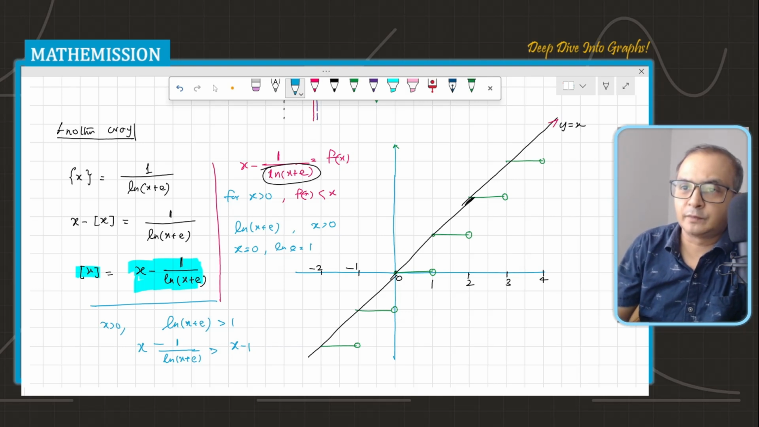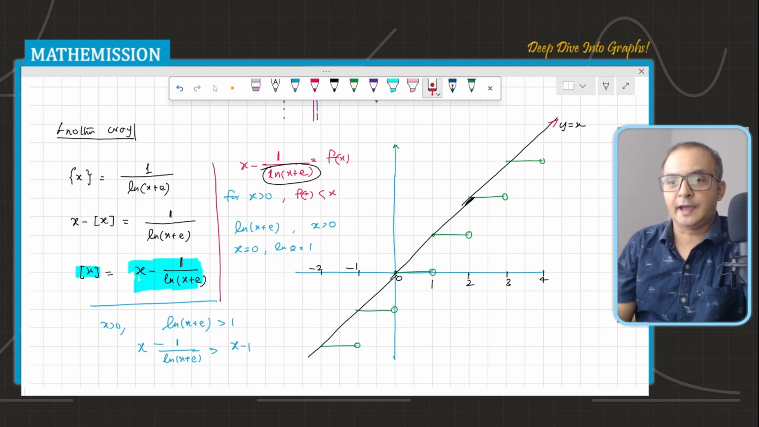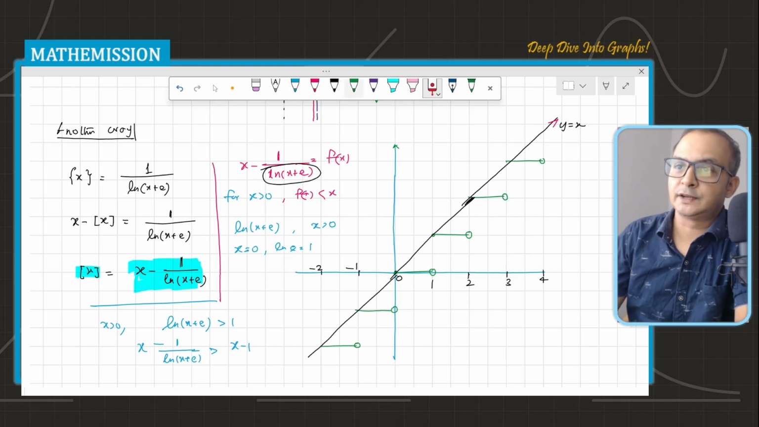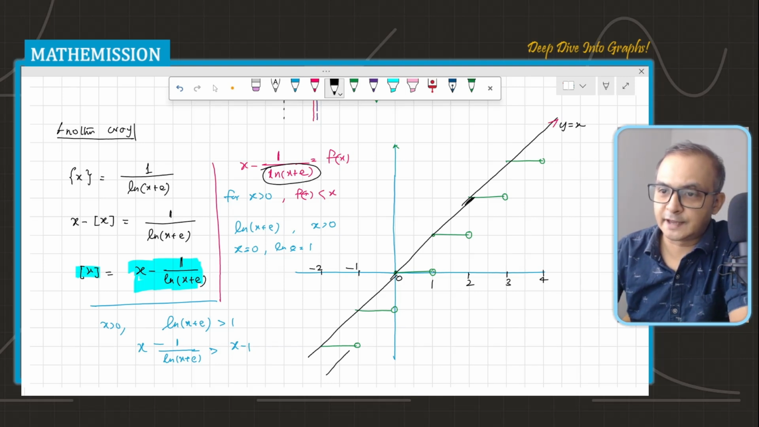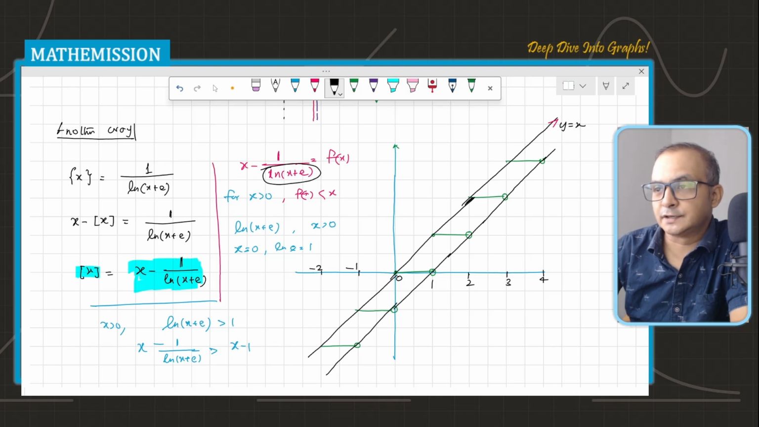So what we are getting from this relation and this relation is that f(x) is lying between x and x minus 1. It means it is below x and above x minus 1. So let's draw the line x minus 1 there. The x minus 1 is the line passing through (1, 0) on the x-axis, and it has the same slope, so it will be a parallel line which is passing through all these holes of the greatest integer we drew. So this line is y equals x minus 1.